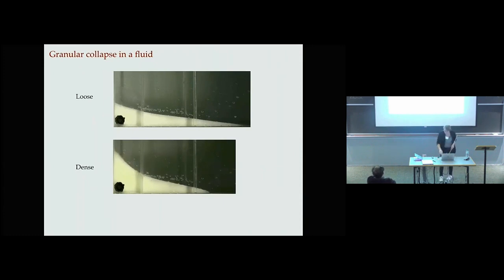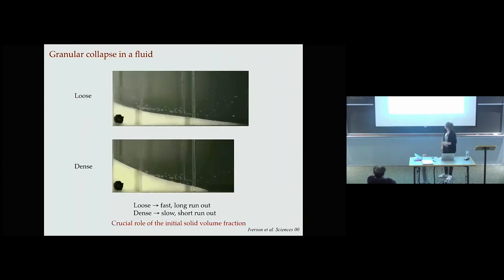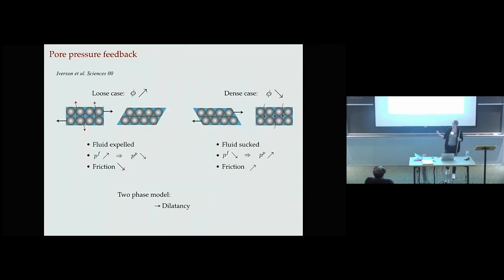And at the end, I'm not going to wait until the end. We found that for the loose case, we have a fast, long run out. For the dense case, it's much slower, and we have a short run out. And the difference in packing fraction is not so high, from 0.55 to 0.62. So we see that there is a crucial role of the initial volume fraction. And this effect was already noted by Iverson and collaborators. And they proposed a mechanism to explain this effect, a pore pressure feedback mechanism.